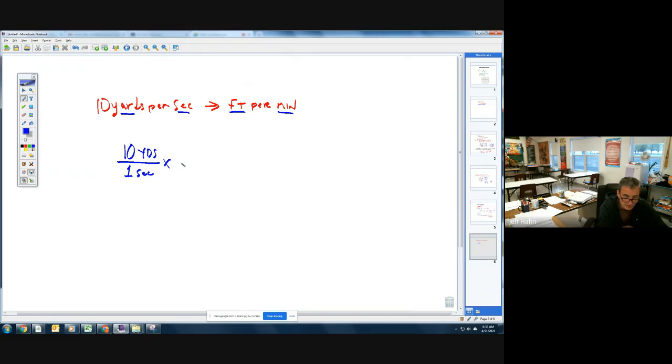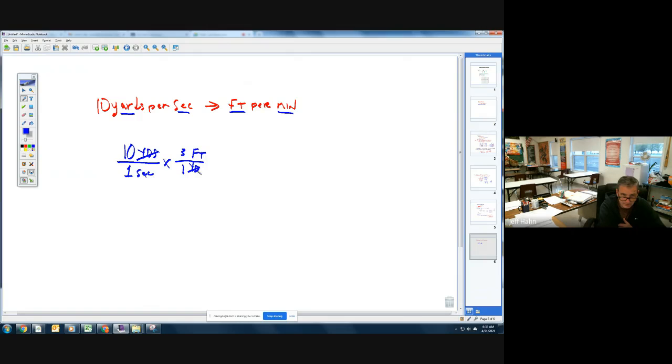So here, it doesn't matter the order you do this. You can either change yards to feet first or seconds to minutes. Let's just do yards to feet first. If yards are on top here, you have to put yards on bottom over there. And what am I changing yards into? Feet. And here's where you have to have a little bit of knowledge. There are 3 feet in 1 yard. So now I've just converted my yards.